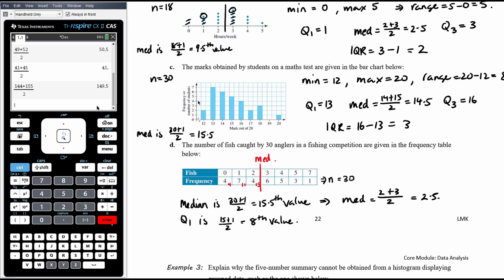Okay, so adding up cumulatively, the first 4 values are 0, the next 7 values are 1s, which means that the 8th value lies in this group here, which means it's a 1.